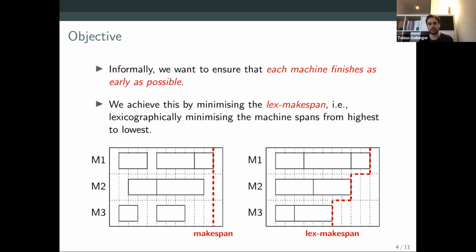The reason why we care about this is because if we would only consider the normal makespan, then there is no constraint on when machines 2 and 3 would need to finish. So it could be that a particular machine basically dominates the makespan, and all the other machines could be drawn out, or their spans could be drawn out unnecessarily. And the Lex Makespan objective makes sure that this is not the case. So really the span of every machine gets optimized, so it's as short as possible.